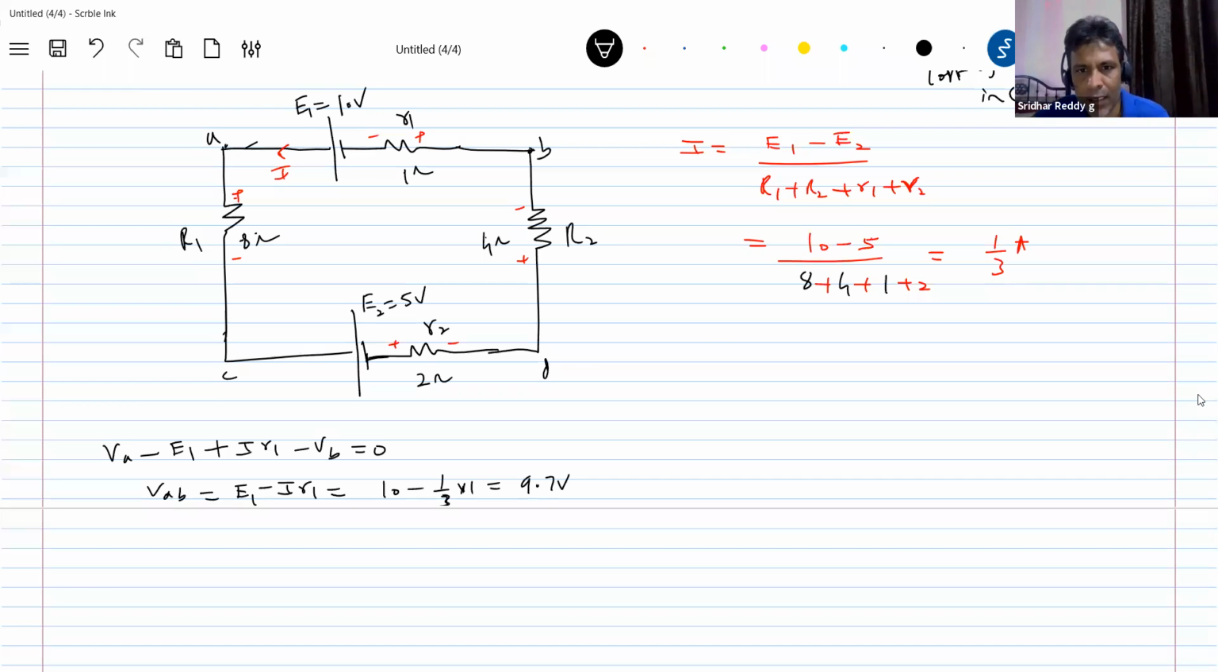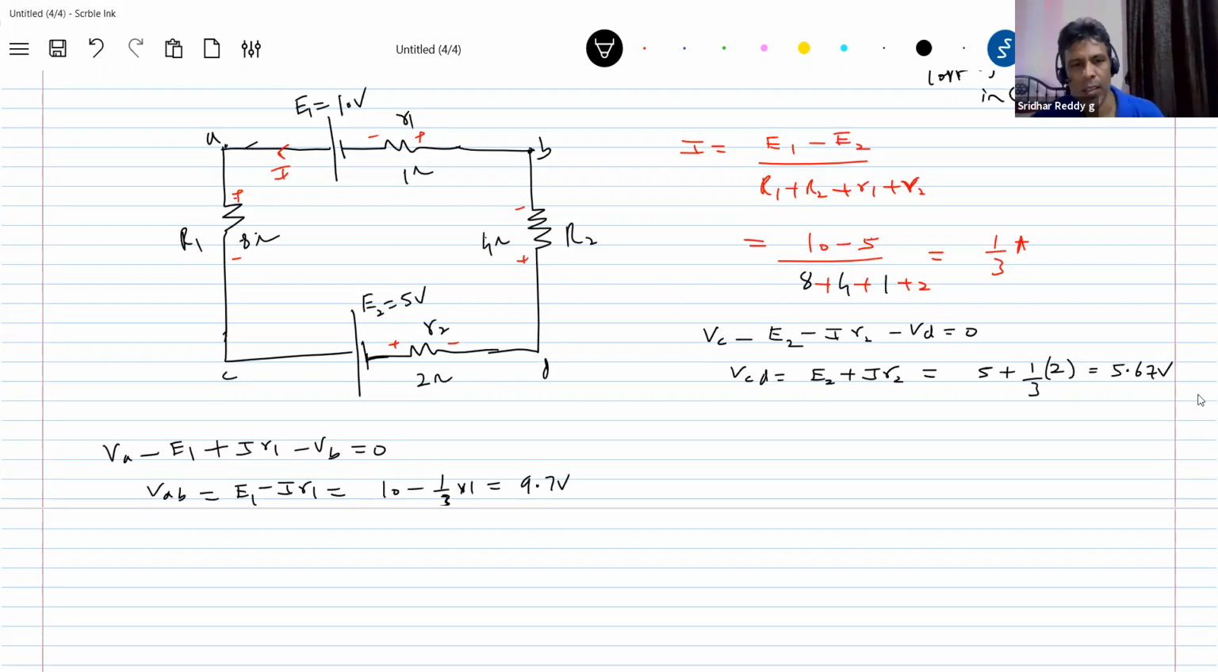Let's come to this cell. VC minus E2 minus I r2 minus VD equals 0. So VCD equals E2 plus I r2. The value of E2 is 5, 1 by 3, and this is 2. So 5.67 volt. What is the state of this cell? Is it charging or discharging? Anybody? This is discharging, no? And what about this? This is charging.